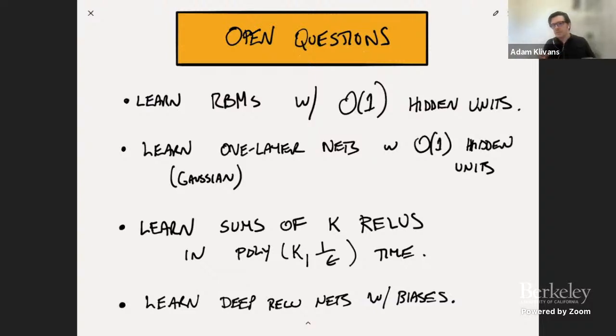You could try and learn deep ReLU networks with biases. A key structural property that we used in our fixed parameter tractable paper was that they were all homogeneous ReLUs, so we don't know how to handle the case of biases.